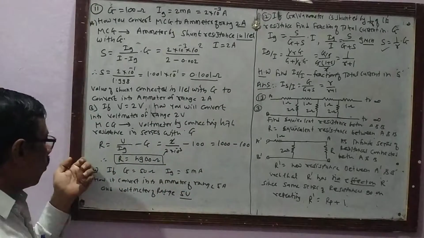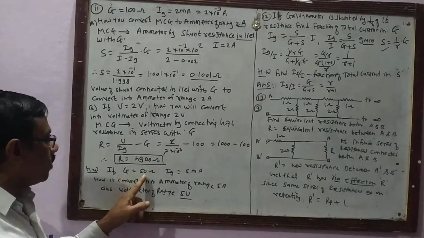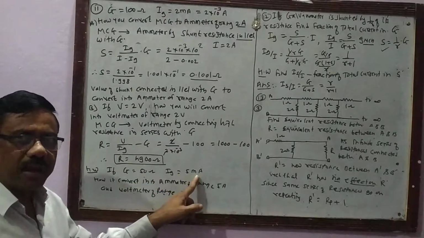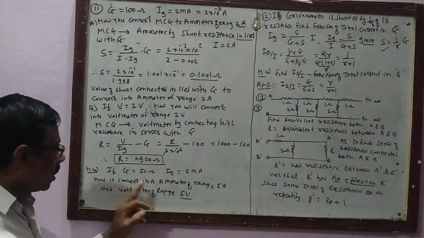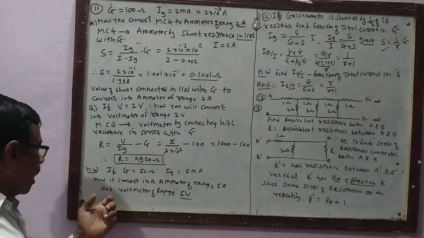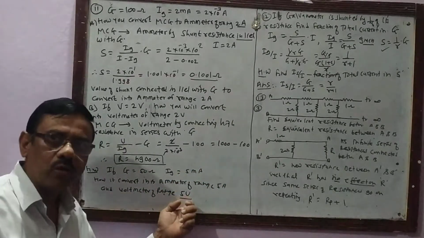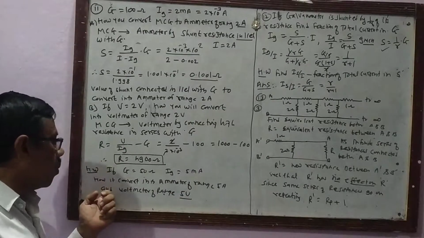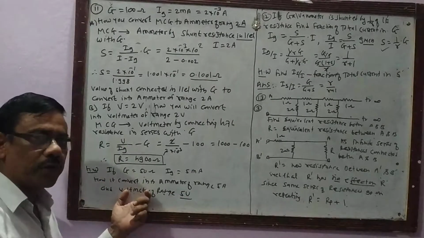And for your homework, if G is 50 ohm and Ig is 5 milliampere, how will you convert it into an ammeter of range 5 ampere and a voltmeter of range 5 volt? This is the numerical for homework for you.